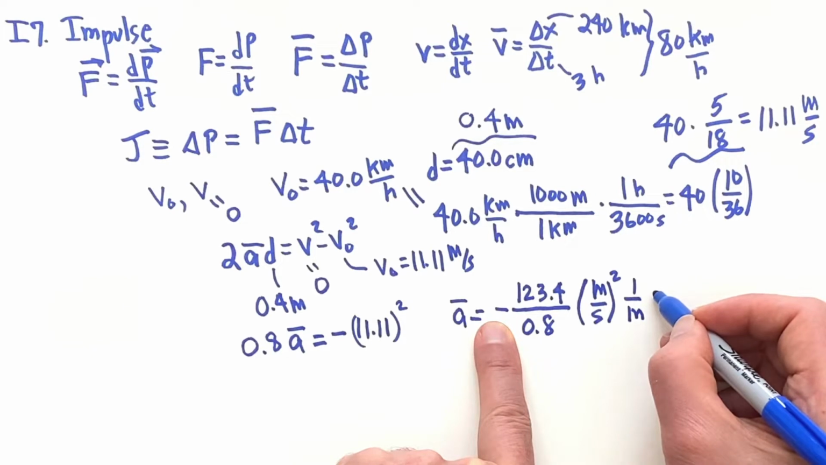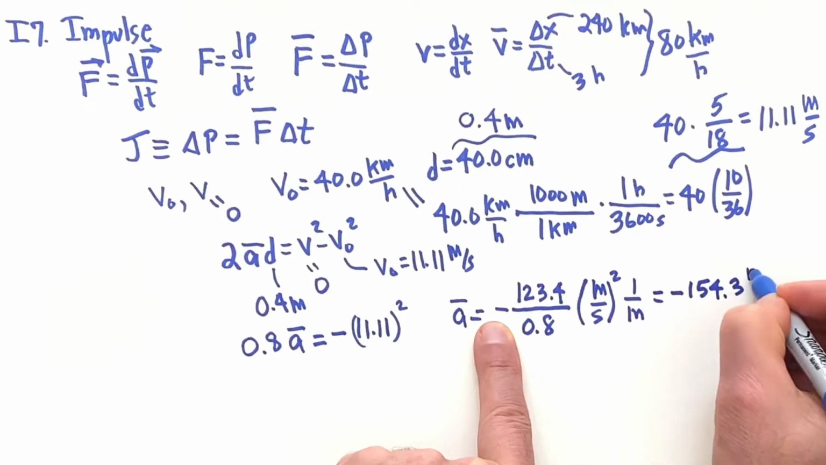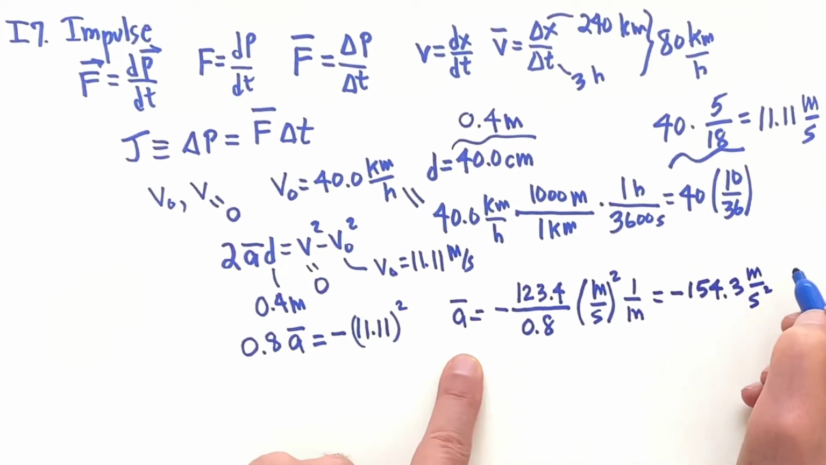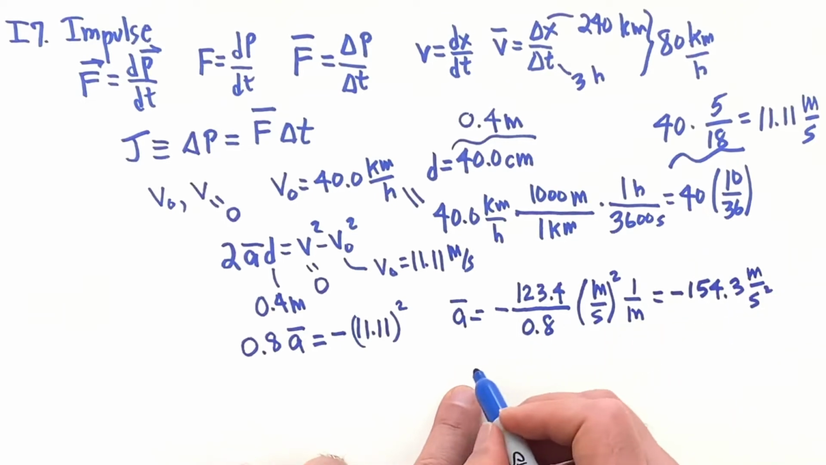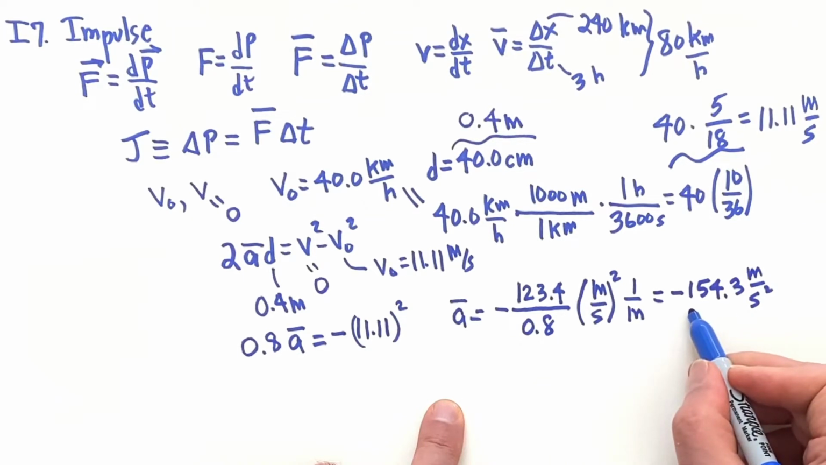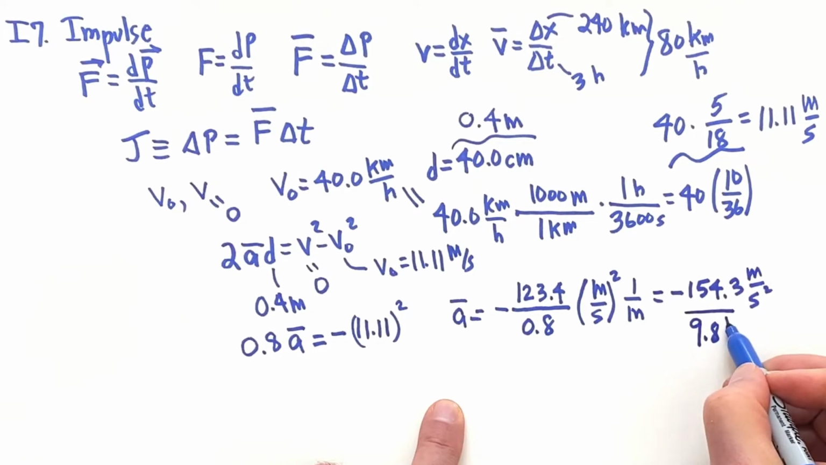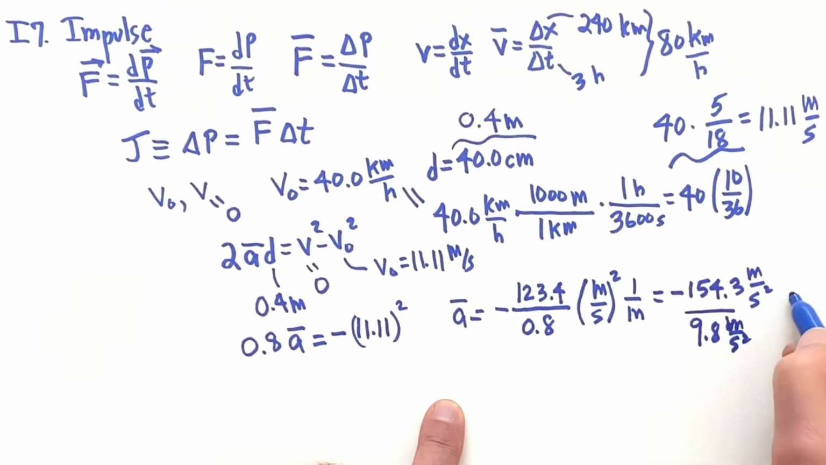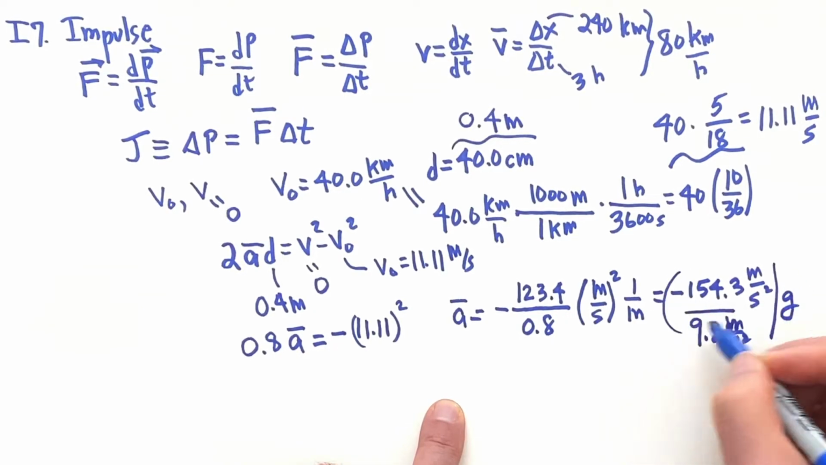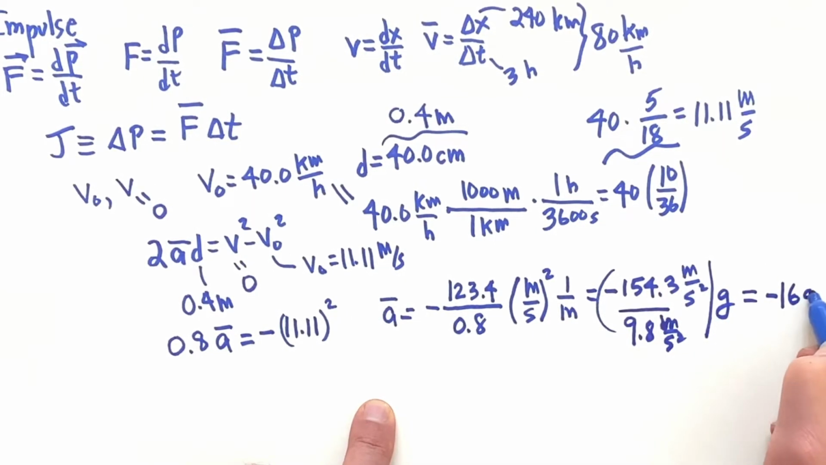So when you work this out, you're going to get minus 154.3 meters per second squared. And we're interested in g-force. Now g-force, you compare that with gravity. So in other words, what you do is divide by 9.8, and the meters per second squared would cancel, and that's how many G's you would have. So if you do that, you get minus 16 G. That's not good.